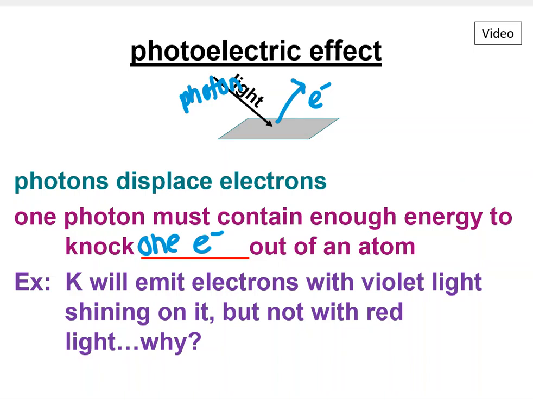And so, for example, potassium can emit electrons when you shine violet light on them, but not red light. And that's because one photon of violet light has more energy, and a photon of red light has less, and it doesn't have enough to knock that electron out.